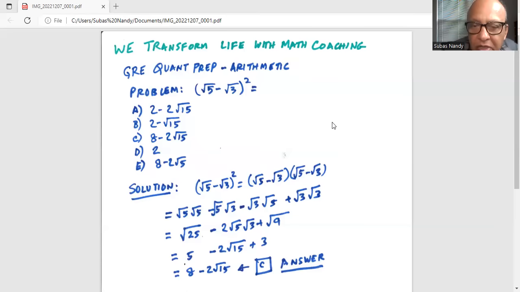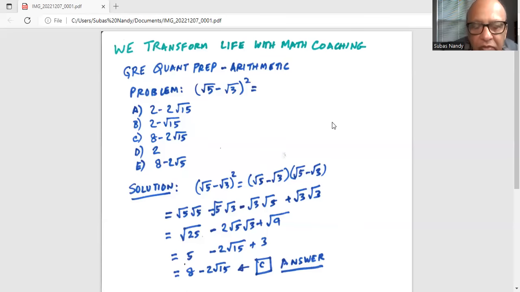And then remember it's FOIL, L is the last term. So you take minus square root of 3, which is the last term in the first parenthesis, and multiply it with minus square root of 3 in the second parenthesis. Two negative signs make it positive. So this is plus square root of 3 times square root of 3.